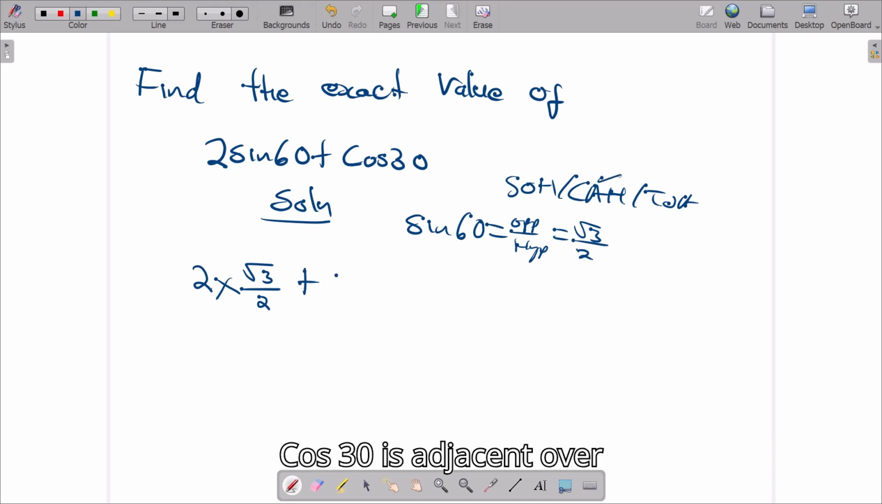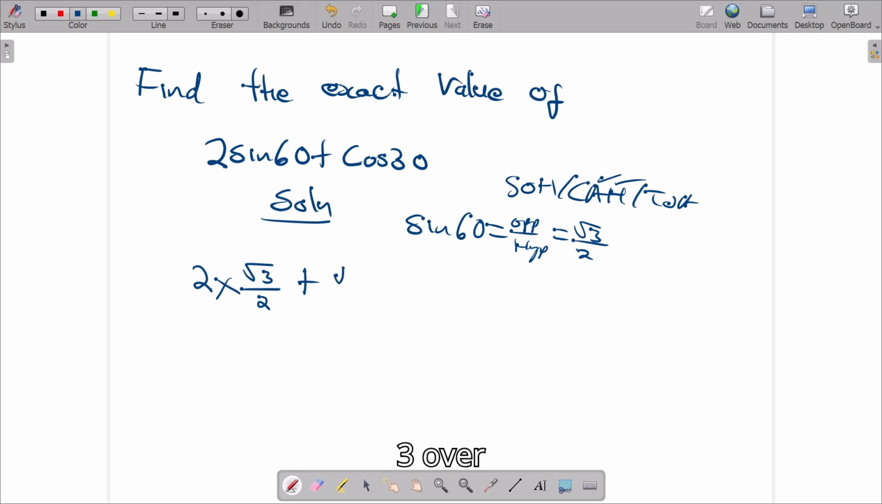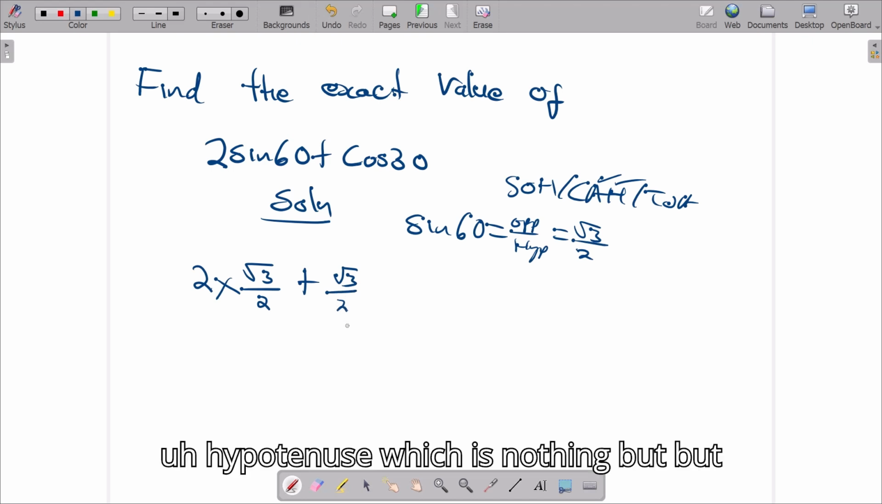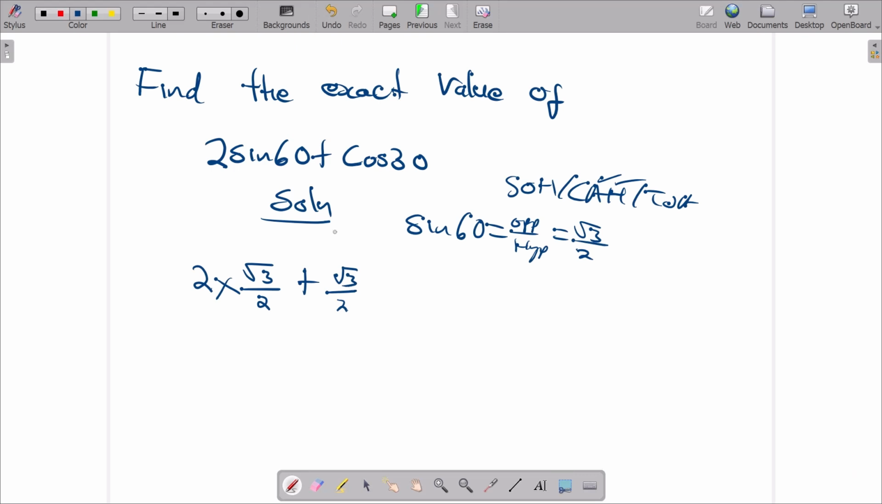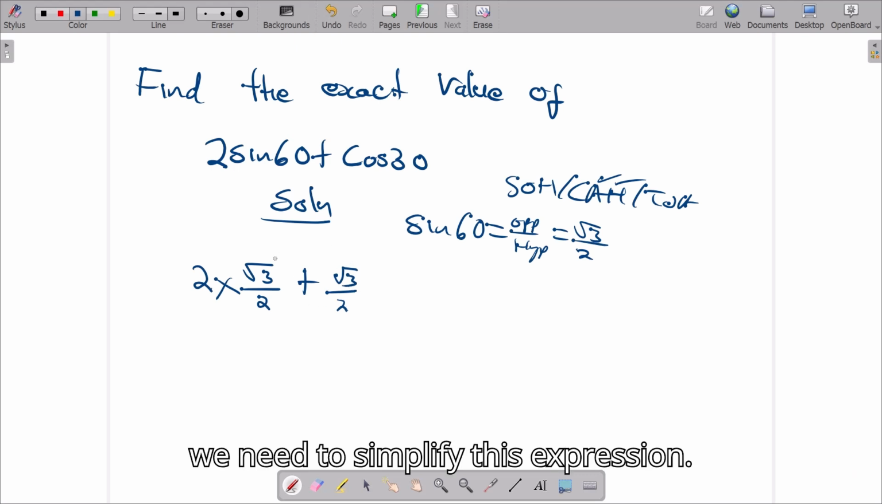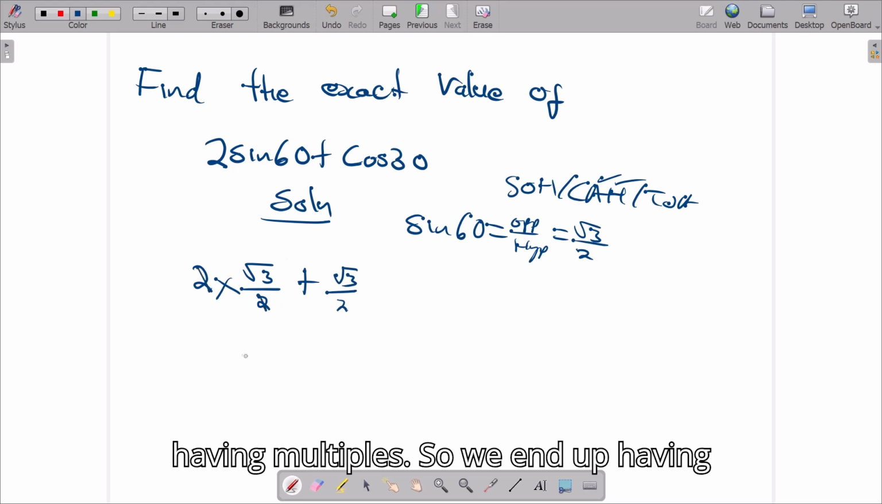Cos 30 is adjacent over hypotenuse. So the adjacent is √3 over hypotenuse, which is nothing but 2. So here's the thing now. We need to simplify this expression. First, we solve here where we are having multiples.